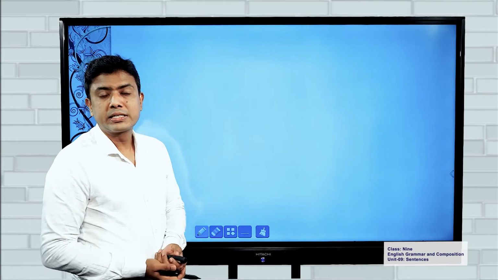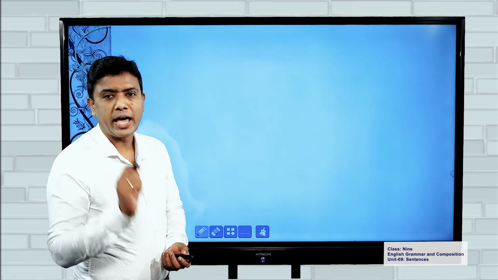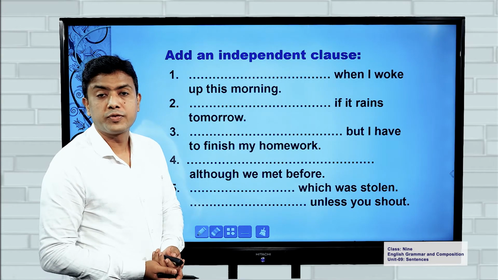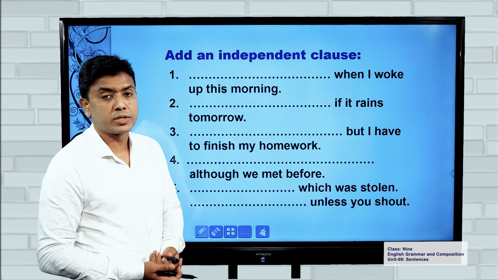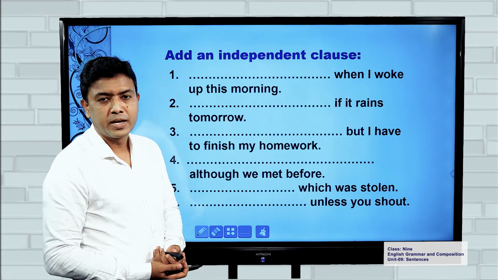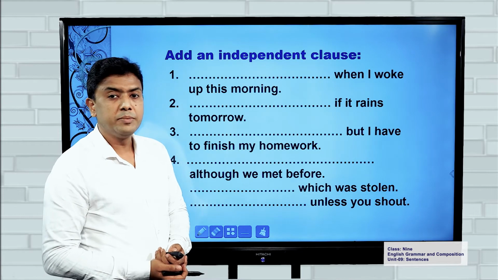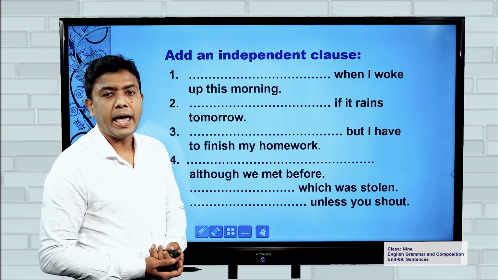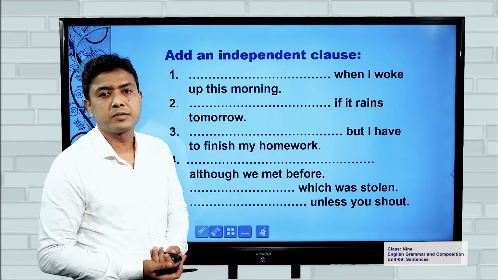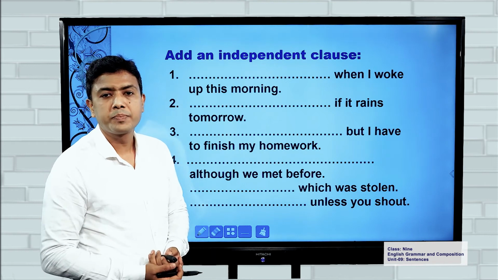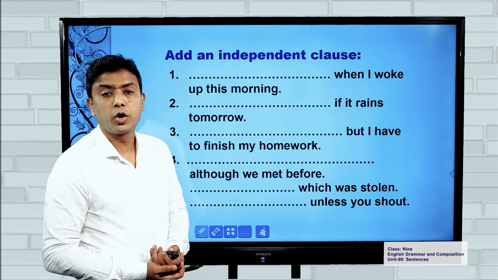Now, my dear students, let's take part in one more activity. This is going to be an activity where you have to fill up the gaps with independent clauses. Do you remember what we mean by independent clauses? Let me remind you one more time. An independent clause can express a complete thought, and it can itself stand as a complete sentence. So let us fill up this gap with the help of some independent clauses.